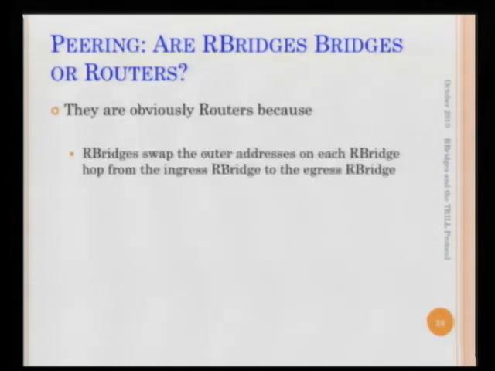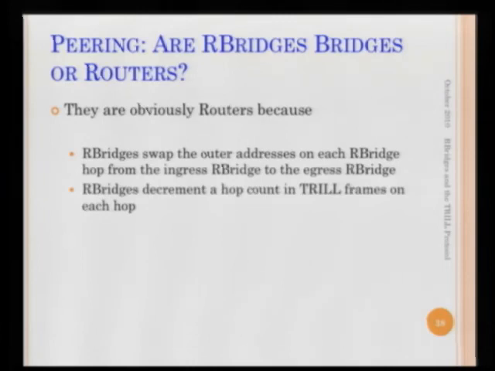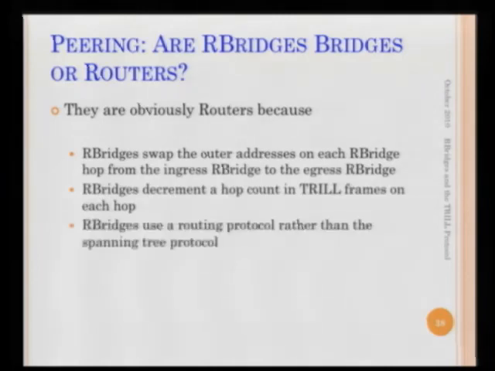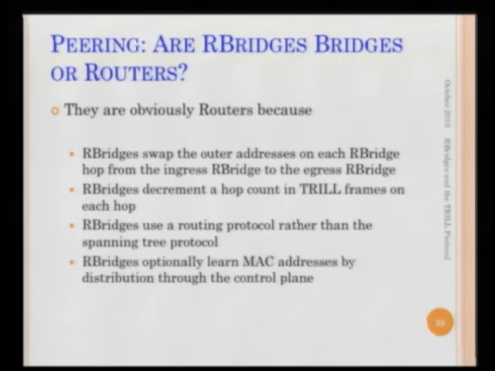Okay, they do swap the outer addresses on each RBridge hop, just the way routers effectively swap outer addresses. They decrement a hop count and discard the frames if the hop count gets to 0. They really use a routing protocol. They use IS-IS not just to determine the topology, but really for the forwarding and routing. They learn MAC addresses. They can learn MAC addresses through the control plane. There's an optional protocol I'll talk about later which can do that.